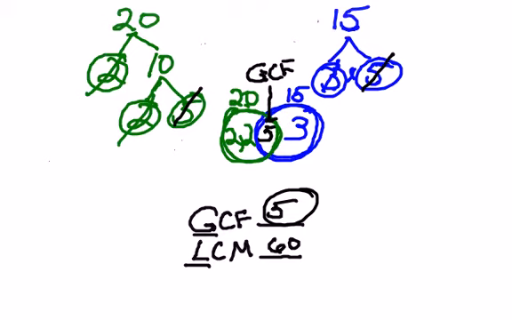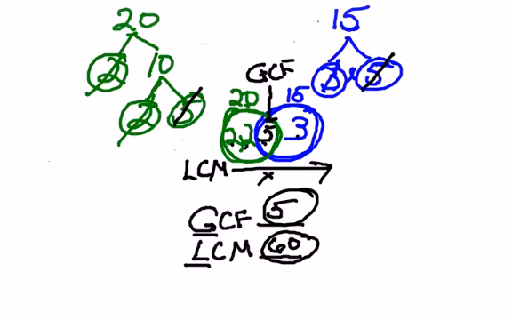To find the least common multiple, all we do is multiply them straight across. So 2 times 2 is 4. 4 times 5 is 20, and that's our 20 there. 20 times 3 is 60, and lo and behold, here's our 60. And so that's how you use a Venn diagram.